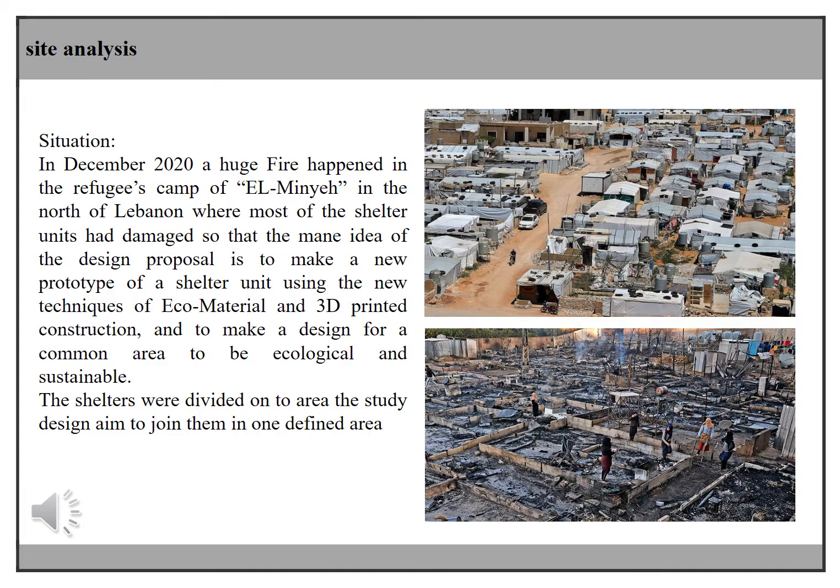The situation of this camp: in December 2020, a huge fire happened in the refugee camp of El Minya, in the north of Lebanon, where most of the shelter units were damaged.